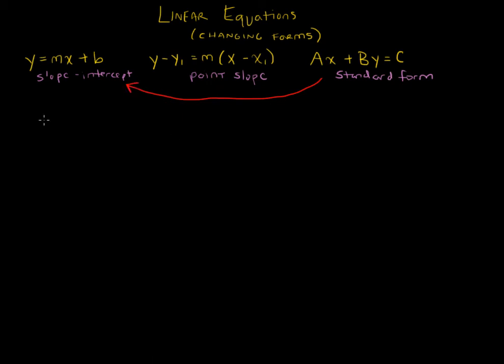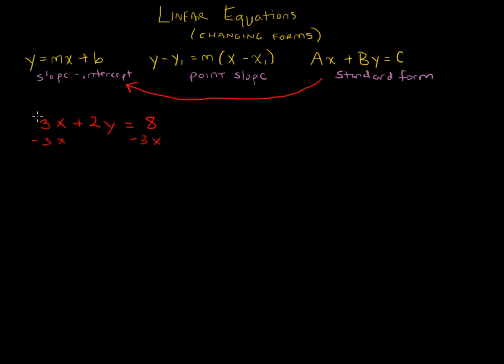So let's say I've got some equation. Let's say it's 3x plus 2y equals 8. Remember, I'm starting in standard form. Remember, standard form has A, B, and C. A, B, and C are all integers. They can't be decimals or fractions. So I'm going to go ahead and I want to solve for y because I want to make it look like slope-intercept. So I want this y by itself. So I need to get y by itself. So let's subtract 3x on both sides.